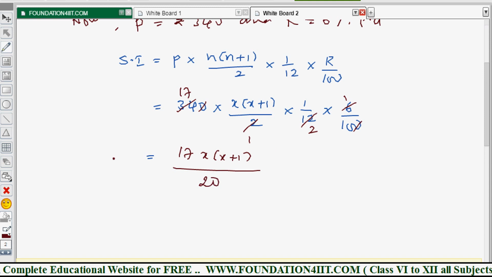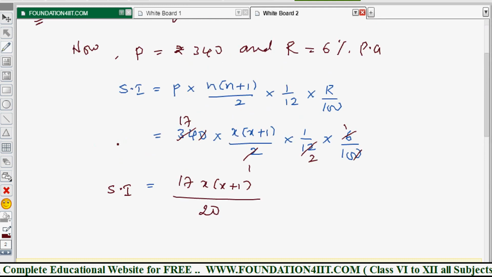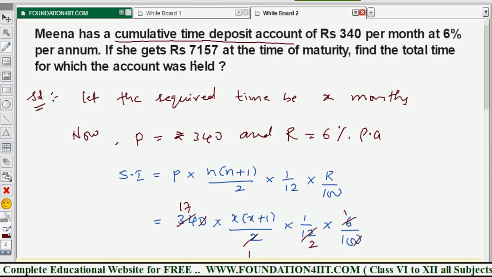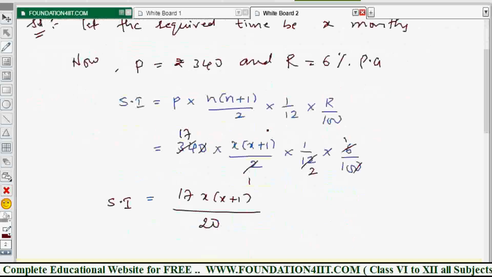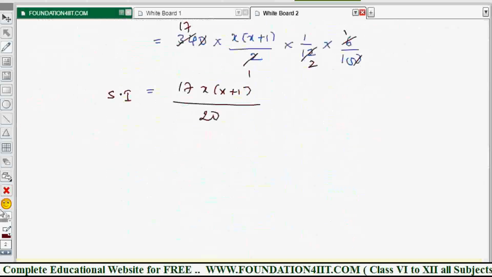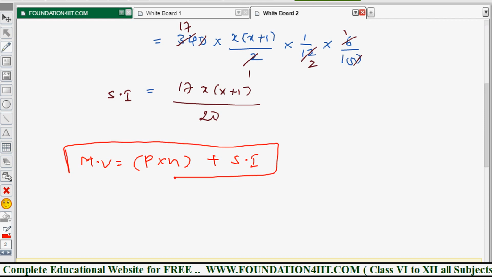Okay, this is the simple interest now. But in the problem the maturity value is given, that is 7157. Then I'll write the maturity value formula. You know the formula for maturity value is equal to P into N plus simple interest. Okay, this is the formula for maturity value.